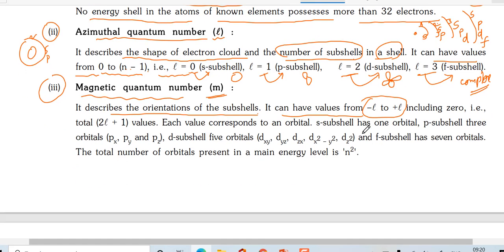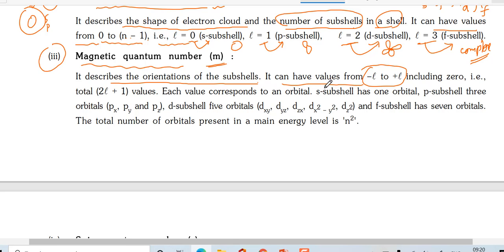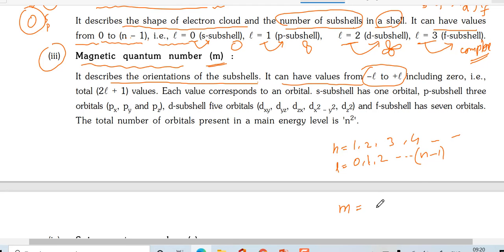The magnetic quantum number symbol is small m. The values are important in all cases. Values, from where to where are they going, okay? If n value is there, then 1, 2, 3, 4, and so on. Where does the l value start? l starts from 0. 0, 1, 2, and so on up to n minus 1. What about m values? m values are minus L to plus L including 0.